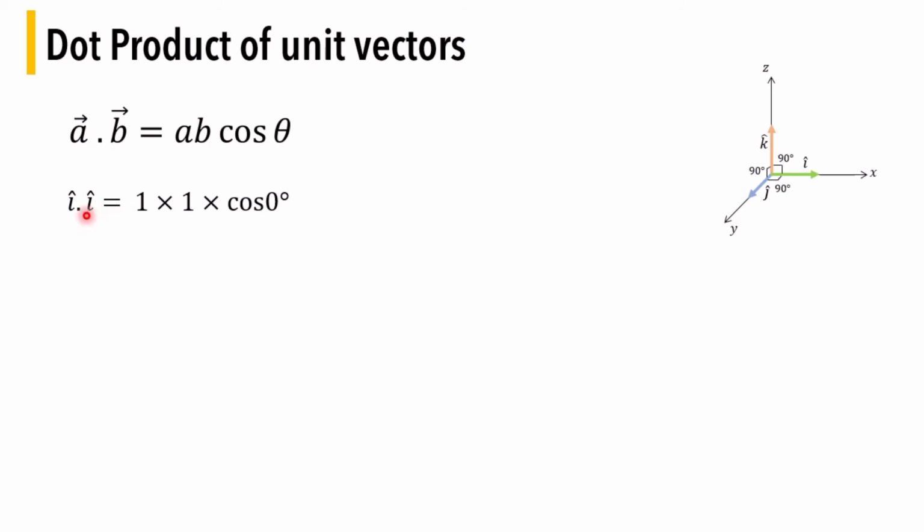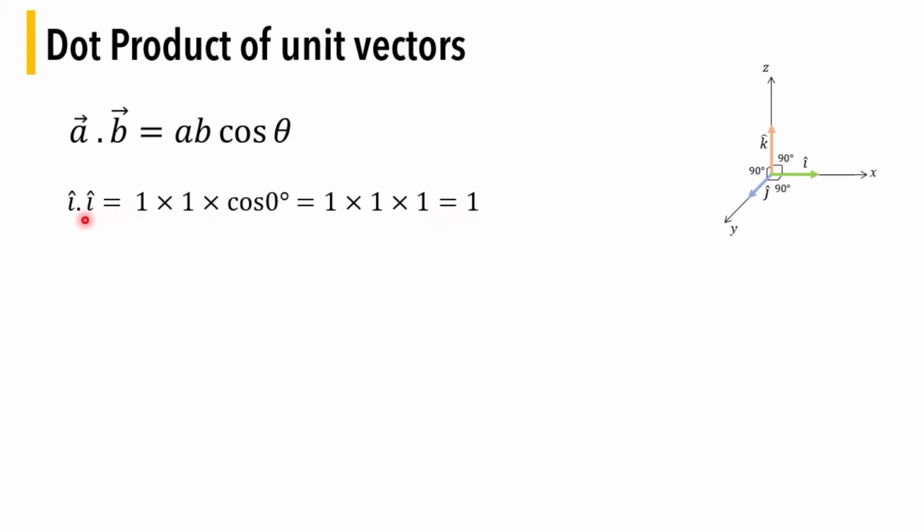Since both of these are the same vectors, they are pointing in the same direction, along the x-axis, therefore the angle between them is 0 degrees. Okay, and cos of 0 is 1. So 1 times 1 times 1 is equal to 1.